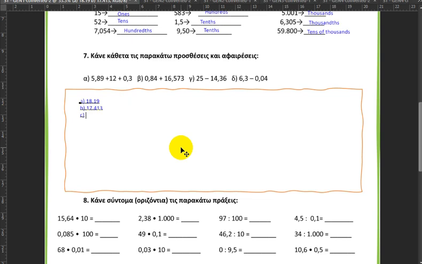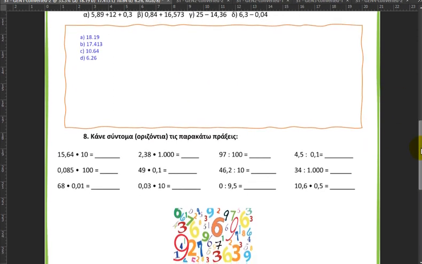Okay, this is going to be 10.64. And delta is going to be 6.26. You could have done those vertically if you needed to.